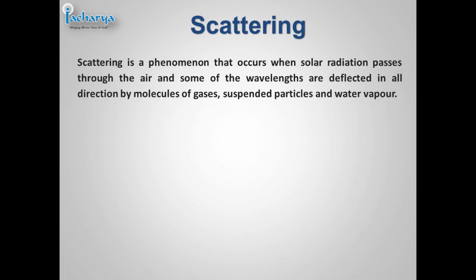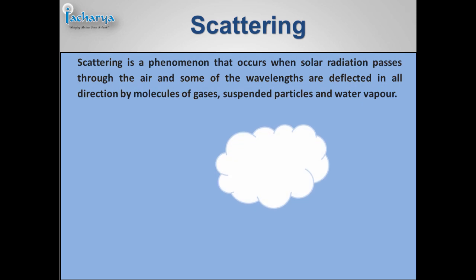Scattering. About 25% of the incoming solar radiation is scattered or diffused by the atmosphere. Scattering is a phenomenon that occurs when solar radiation passes through the air and some of the wavelengths are deflected in all directions by molecules of gases, suspended particles, and water vapor. Scattering is also responsible for the red sun at sunset and varying cloud colors at sunrise and sunset.